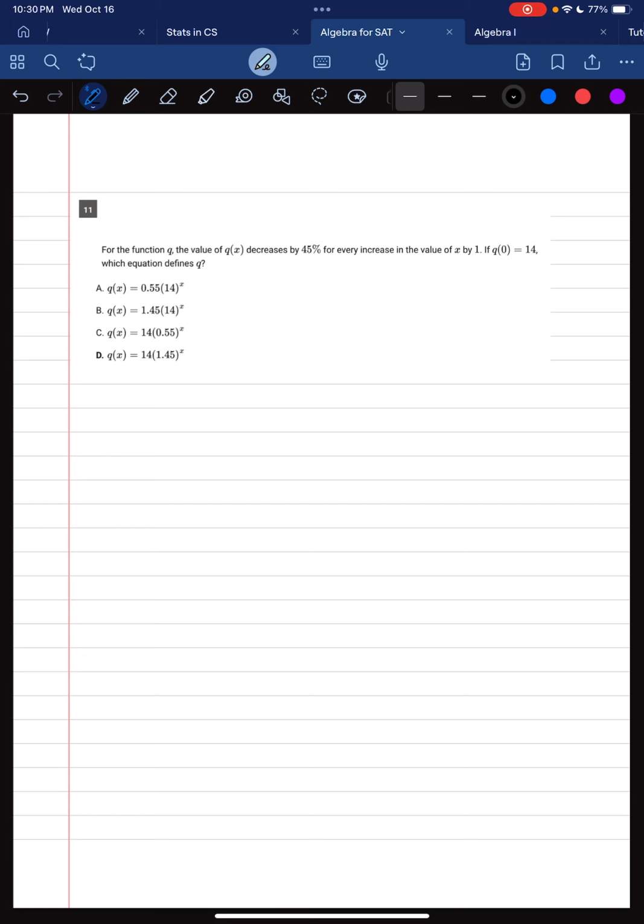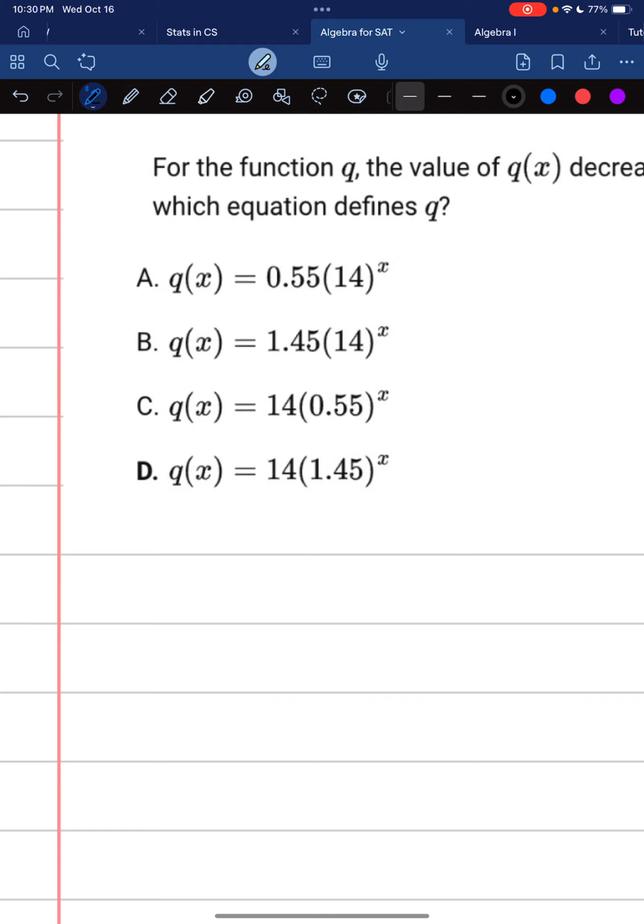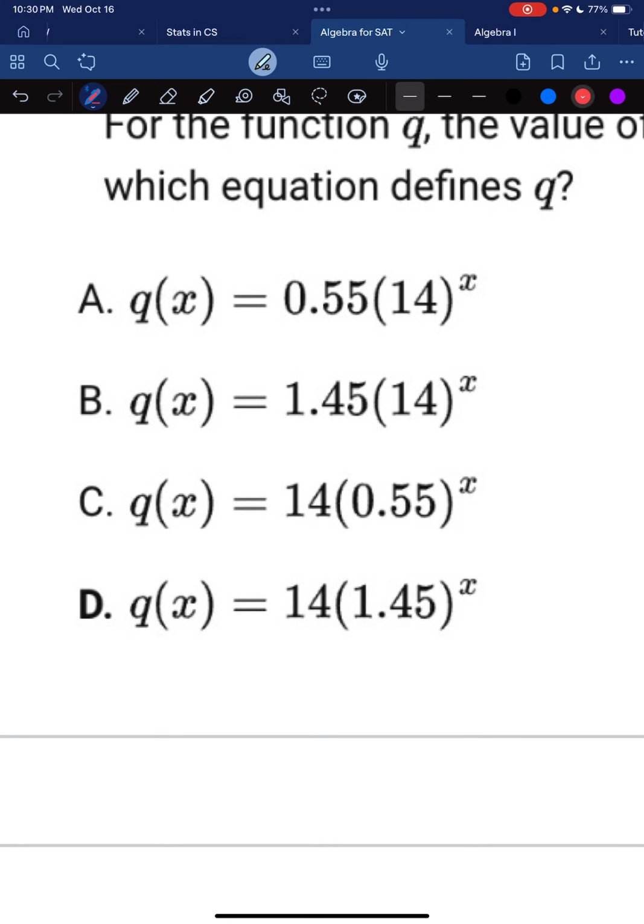This next question says, for the function q, the value of q of x decreases by 45% for every increase in the value of x by 1. If q of 0 is equal to 14, which equation defines q? So again, this is another problem dealing with exponential equations. So it's saying that it decreases by 45% for every increase in the value of x by 1. So that means that this is going to be dealing with exponential decay. Remember that with exponential decay, your growth factor should be less than 1, right? So we know that growth factor can't be 14, right?